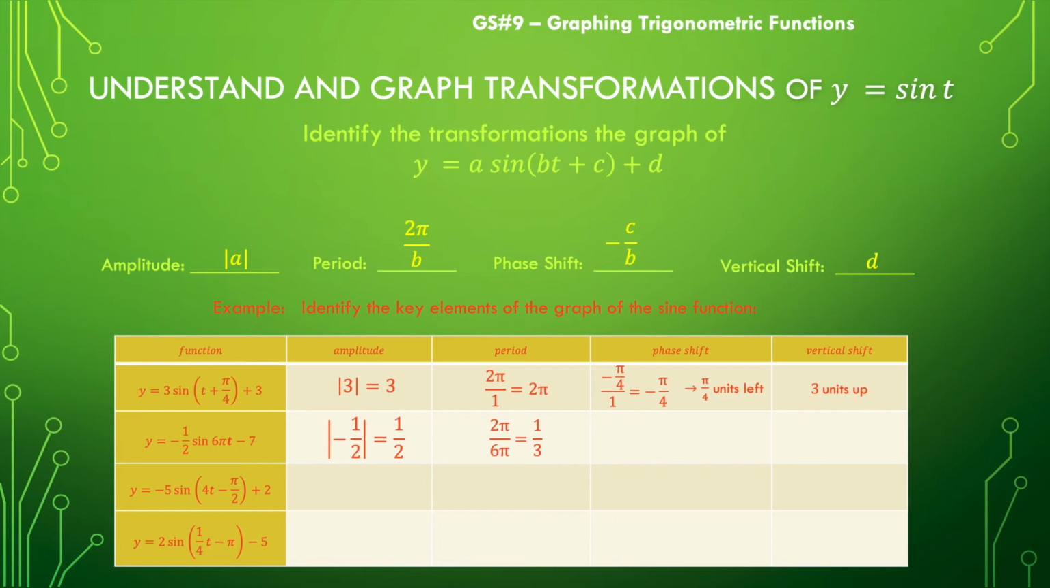Now our phase shift will be negative c over b. Now notice that there is no c here because there's nothing inside the sine function with this 6 pi t. So there is no phase shift, and our vertical shift is the remaining constant here, this -7, which is going to shift this function 7 units down.